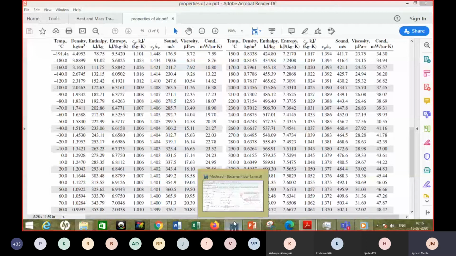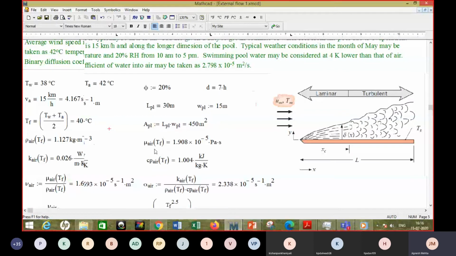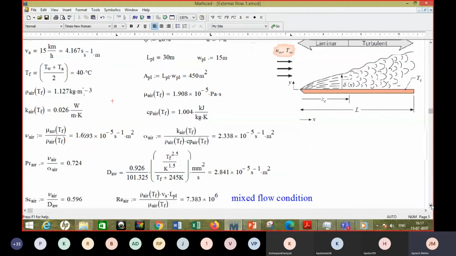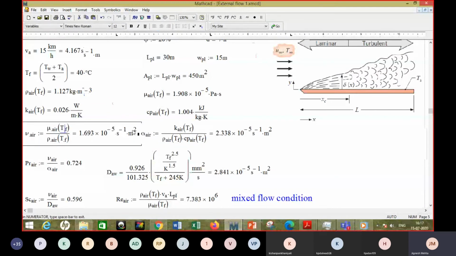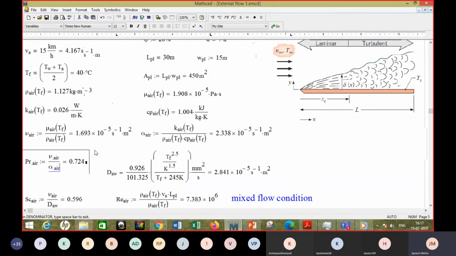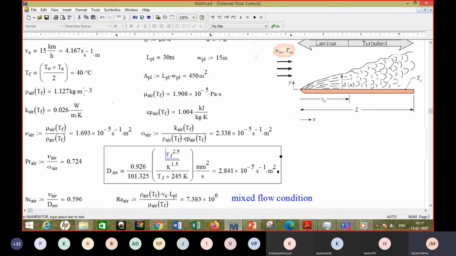Okay. So density is 1.127 kg per meter cube. Dynamic viscosity is 1.908 into 10 raised to minus 5 Pascal second or Newton meter per second. And the thermal conductivity is 0.026, and Cp, if required, is 1.004 kilojoule per kg Kelvin. And I also found nu and alpha. You can find nu and alpha, the kinematic viscosity and the thermal diffusivity, and then that gives you Prandtl number. But here actually you don't need Prandtl number.